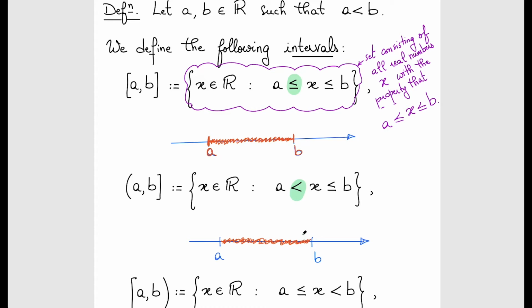How about B? Is it a participant in the set? If you replace X by B, do you get a true statement here? Do you get the memberships correct? Is B a real number? Yeah, it's a real number. Is A smaller than B? Yeah, A is smaller than B. And is B smaller than or equal to itself? Yeah, B is equal to itself, and hence it's smaller than or equal to itself. So B is certainly in the set.